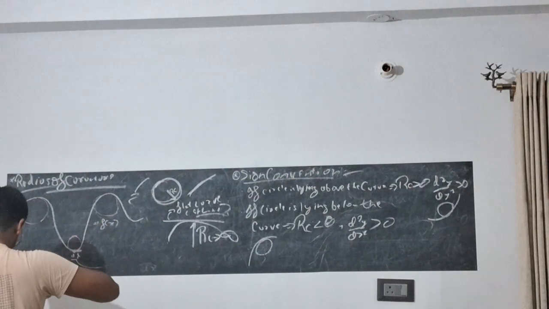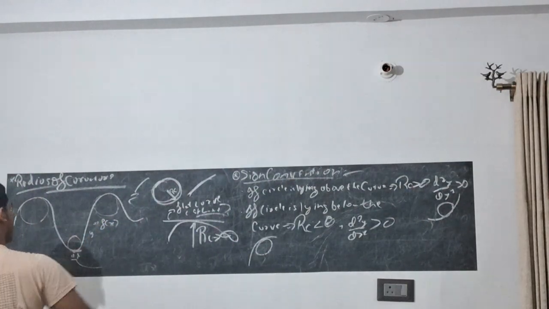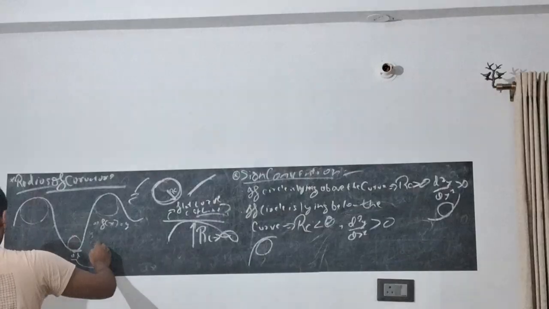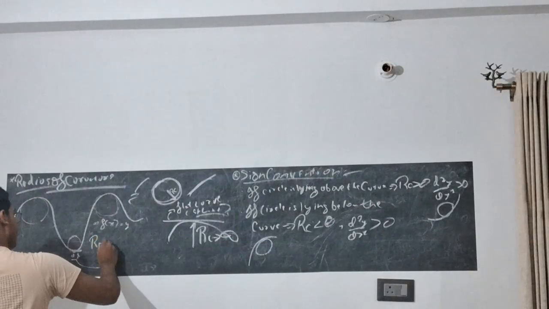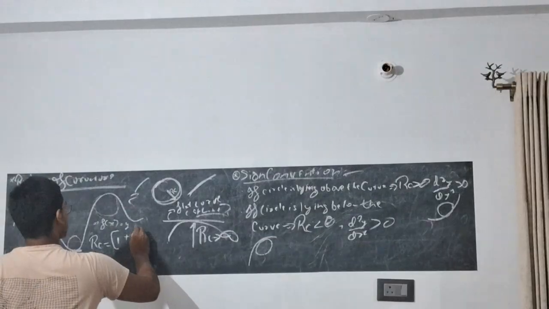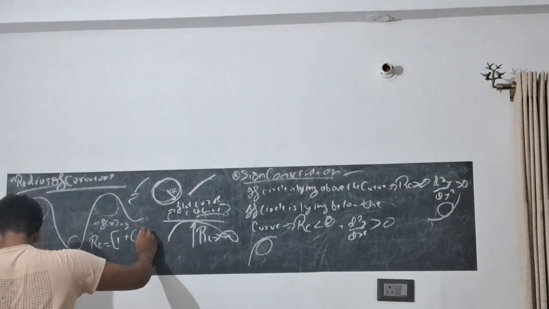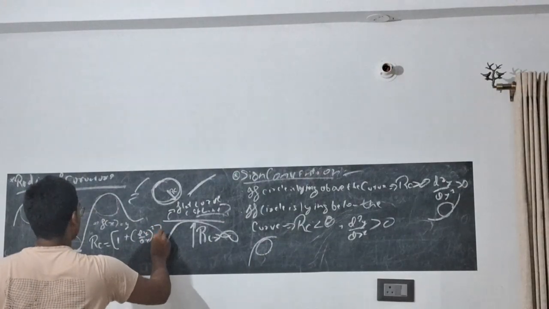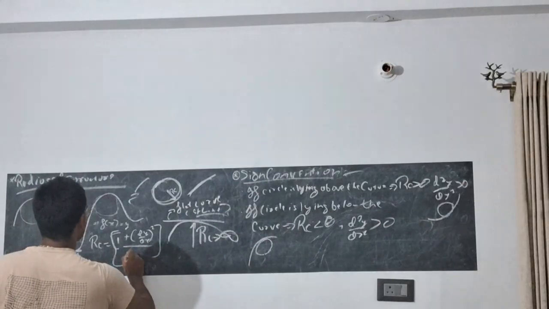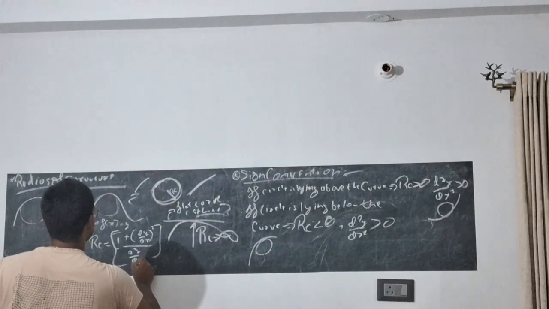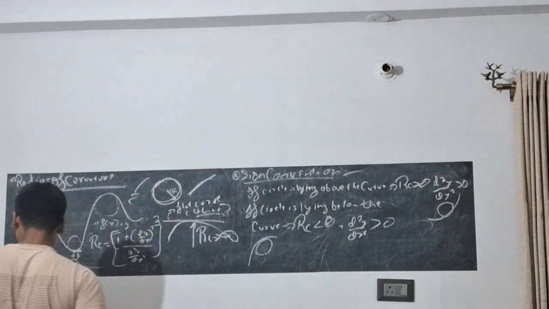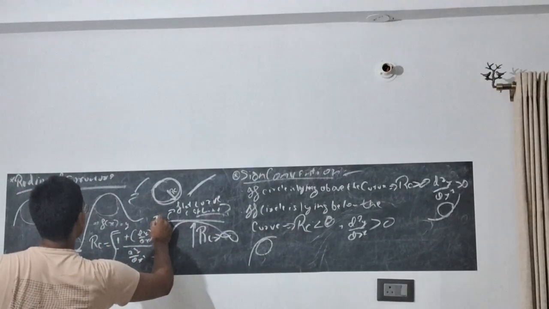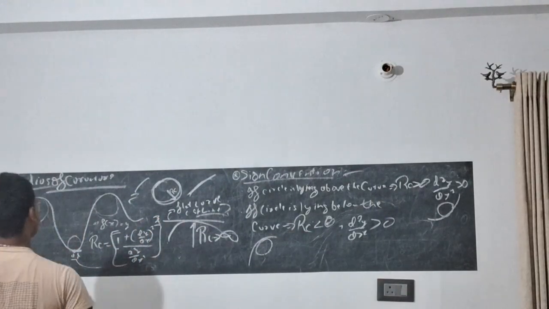For a function f(x), you could also write it this way, it doesn't matter. The formula of the radius of curvature would be 1 plus (dy/dx) squared, all to the power 3 by 2, divided by the double derivative d2y/dx2. Yeah, this is the formula of radius of curvature. This is 3 by 2. So now we will close the bracket at the back.